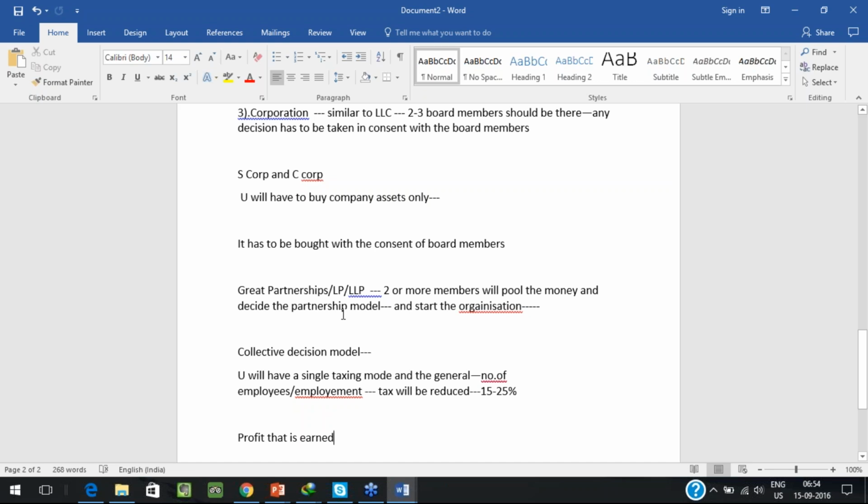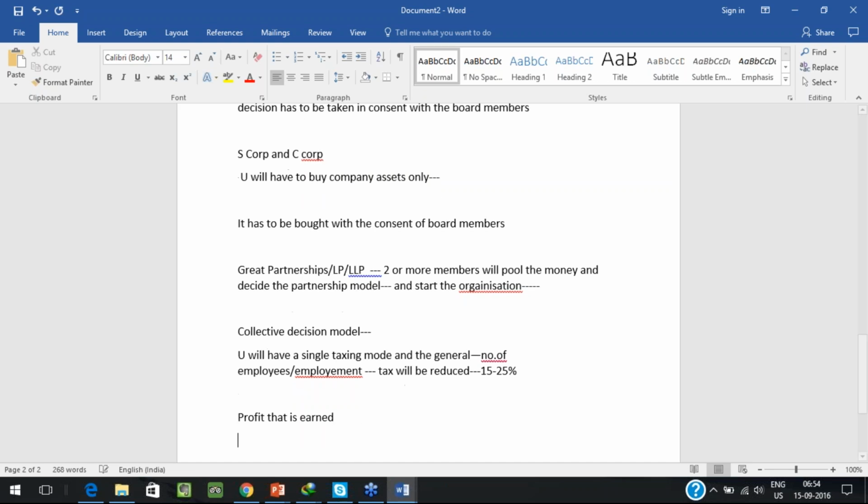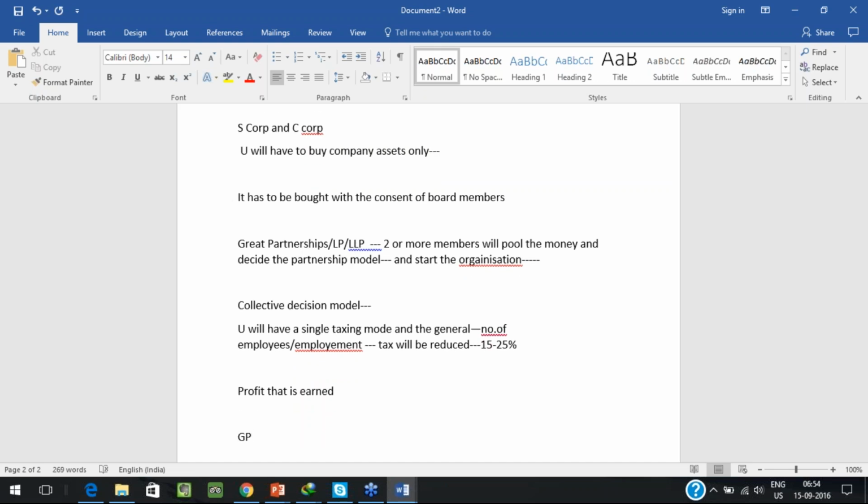Now let's see the differences between GP, LP, and LLP. General partnerships, sorry, I wrote it as great partnership, it's general partnerships. In general partnerships all the partners are liable, and they will be liable personally. In the sense, if anything goes wrong, their personal assets can also be auctioned. So that's the general partnership.